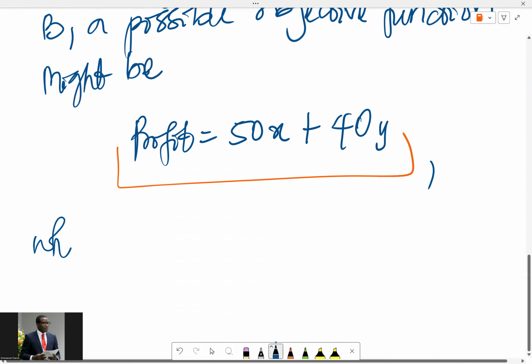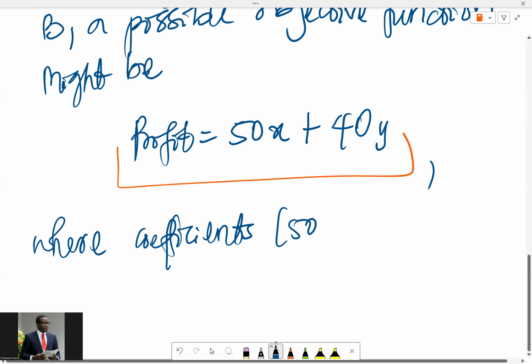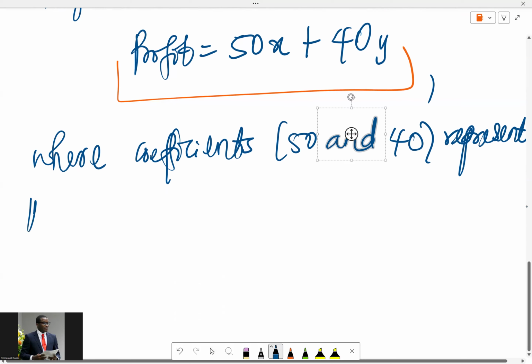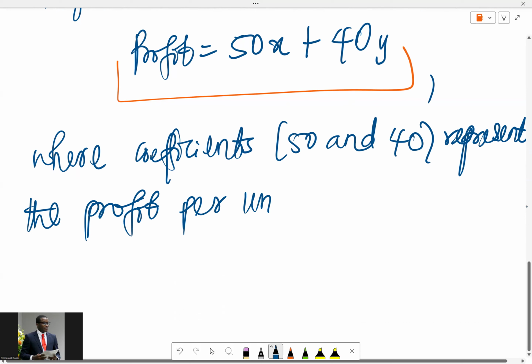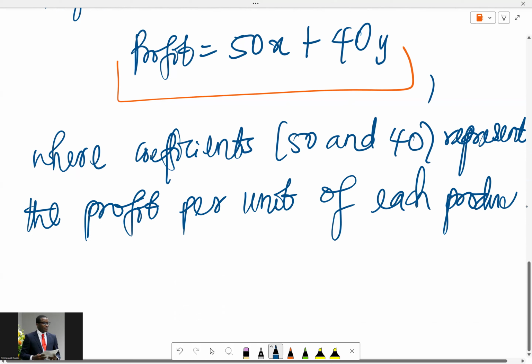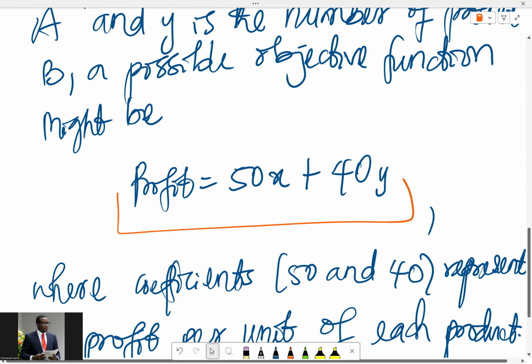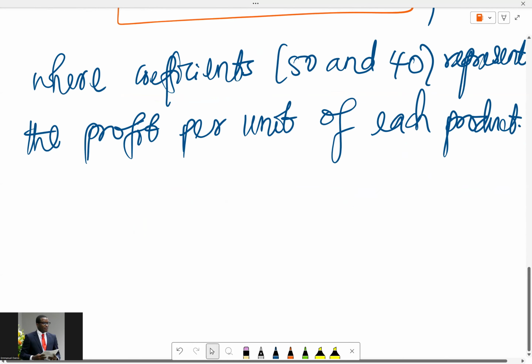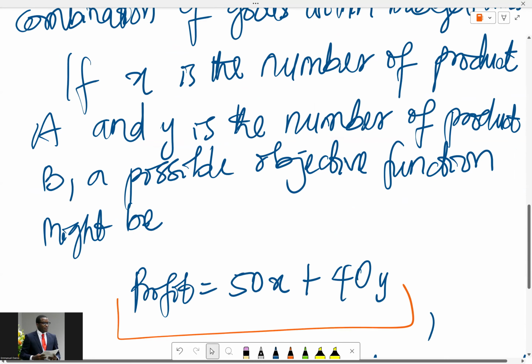So you'll be wondering where the 50 and 40 are coming from. The coefficients 50 and 40 represent the profit per unit of each product. So that's about objective function.